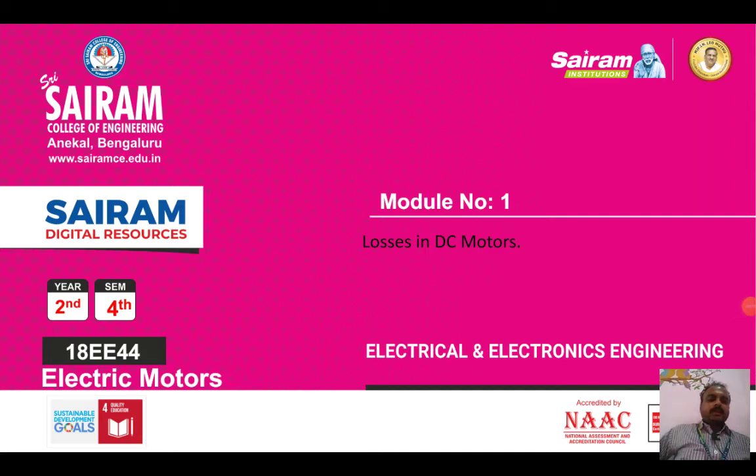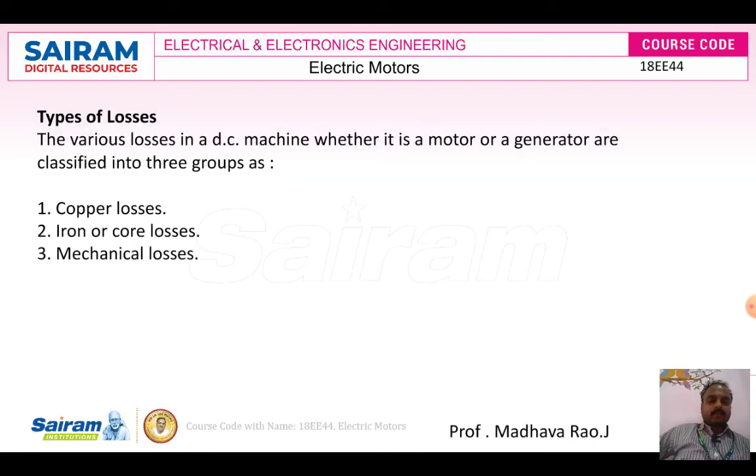Students, in this video you are going to learn about the various losses that occur in the DC motor. The first topic is the types of losses. The various losses in a DC machine, whether it is a motor or generator, are of three types. The first one is copper loss, the second one is iron or core loss, and the last one is mechanical losses.